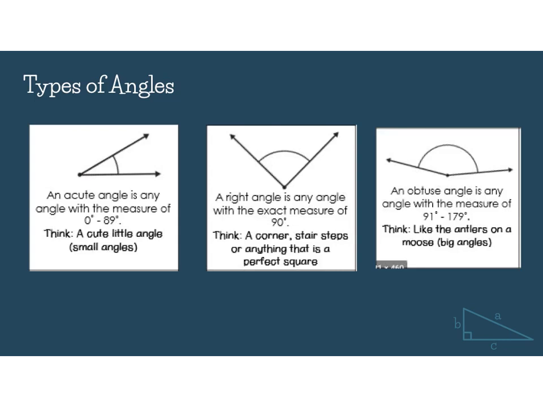All right, fourth graders. Before we begin classifying triangles, we are going to review types of angles. So let's start with acute angles. An acute angle is any angle that has a measure that's between 0 and 89.